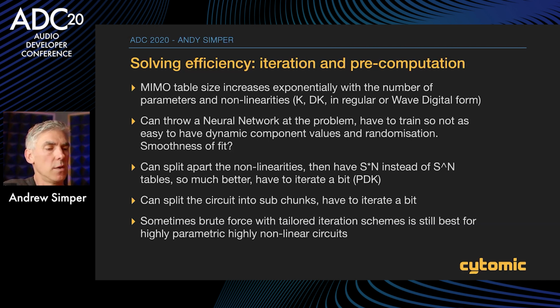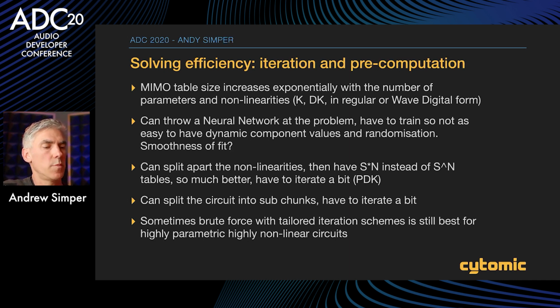But then you have to worry about how smooth that function is. How accurately are you doing it? Can you vary the components? And then you have to train another neural network. And then you've basically taken a snapshot of one particular circuit, which maybe is a good thing. Maybe you want to have other aims.